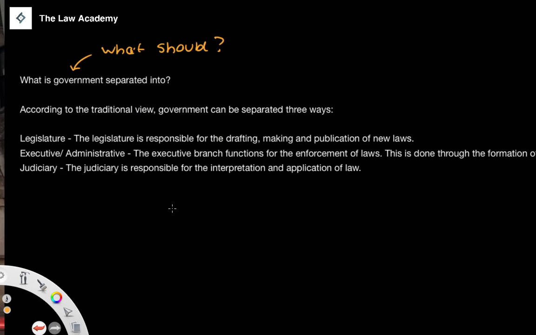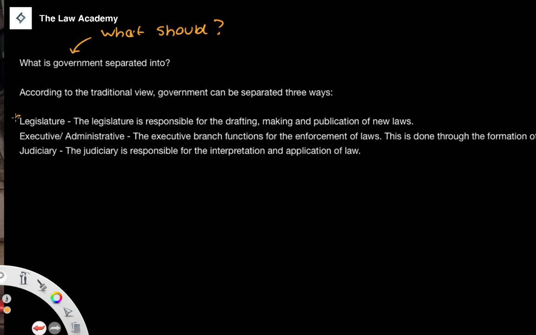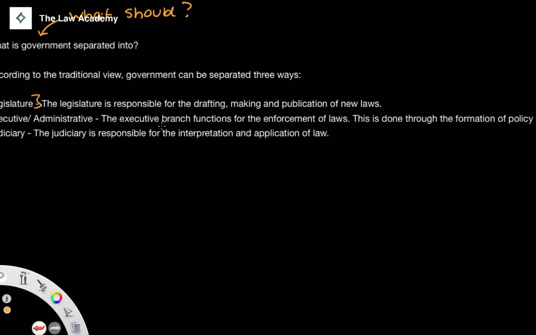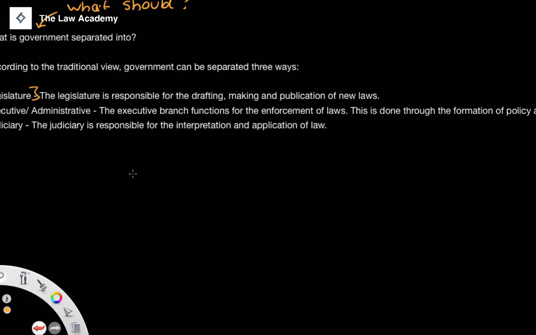And according to the traditional view, again, something that we're going to expand upon in a later video, and something we're going to challenge in a later video as well, government can be separated into a three-part structure. We can have a legislature, a legislative branch of government, the legislature being responsible for the drafting, the making and the publication of new laws, of new legislation. You can have an executive or administrative branch of government, and this executive branch functions as the enforcement of the law.